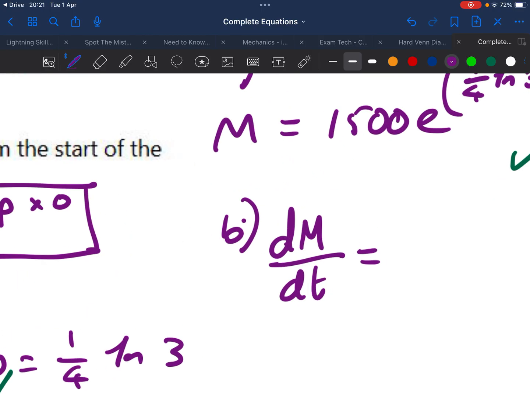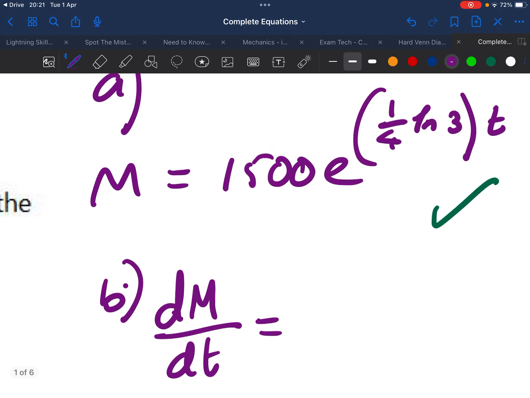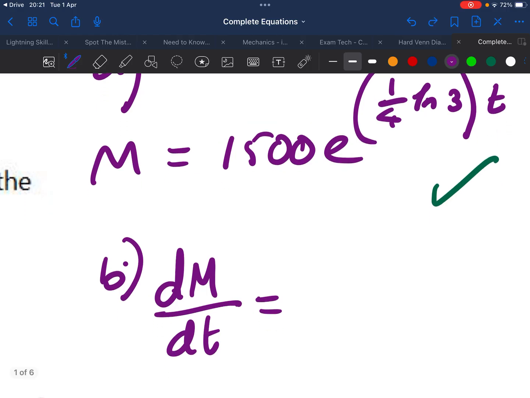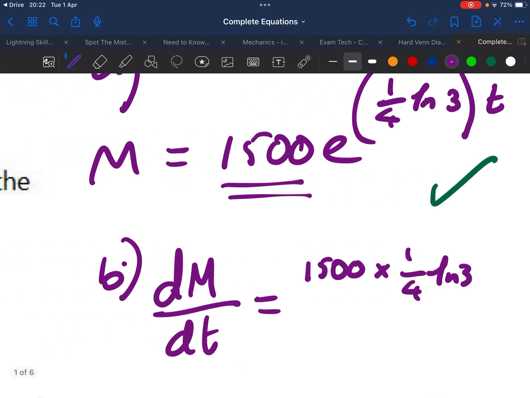And what would that be equal to? Well, that's going to be multiplying the power down to the front and writing the same power again. So not the nicest question in the world, but something along the lines of 1,500 times a quarter natural log of 3. That would be the new number at the front, okay?